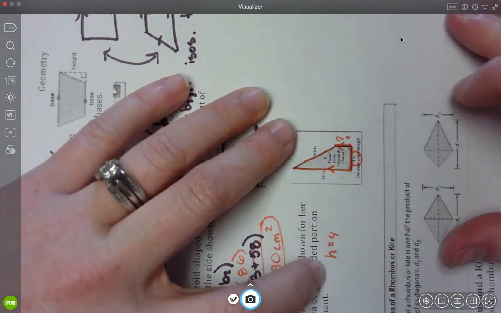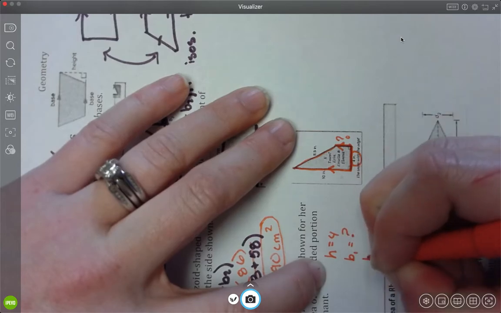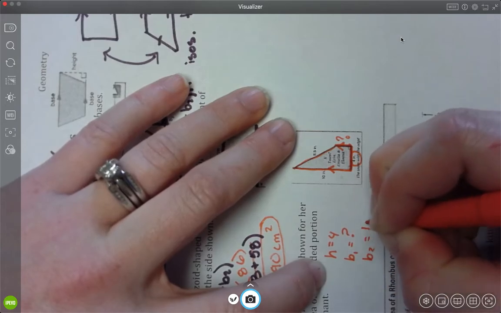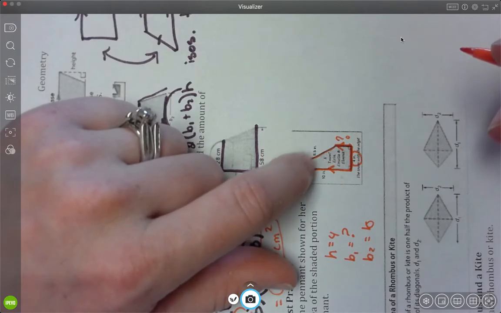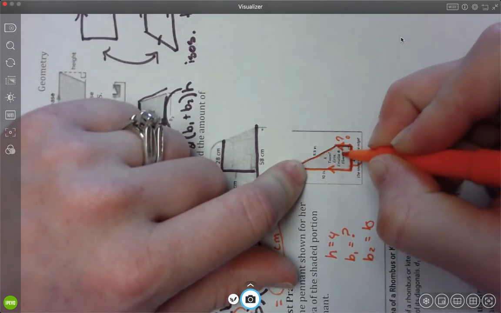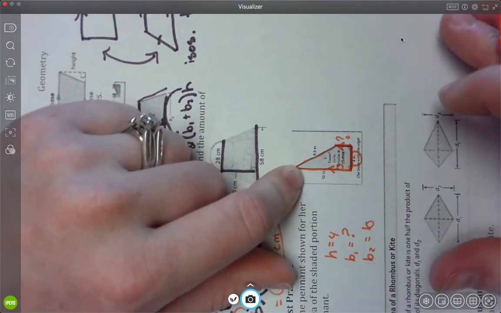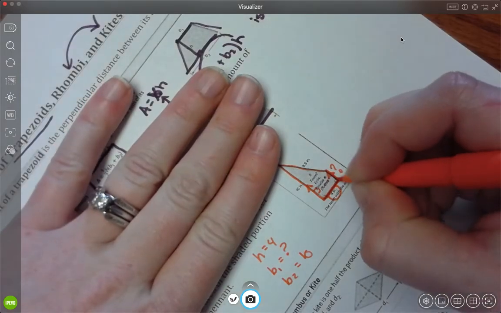Let's call base 1 equals question mark, and base 2 is 10. This 8.5, that slanted area right there, we're not going to use. The reason why we know that this is the height is because it is perpendicular to the base. That 8.5 is what we're not using. So how do we figure out what this length is right here?